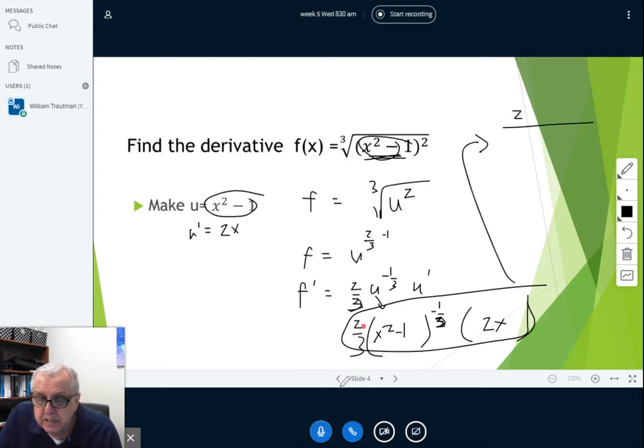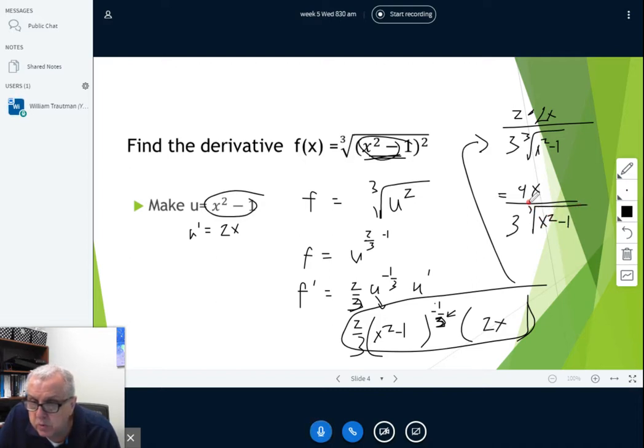This x squared minus 1, this negative goes to the bottom, right? We have 2/3, and this is the third root. So I can change that to the third root of x squared minus 1. And then we just have 2x on top. 2 times 2 is 4, so you can rewrite that as 4x over 3 times the third root of x squared minus 1. So this looks a little cleaner for an answer.